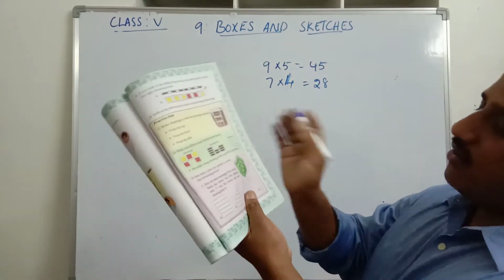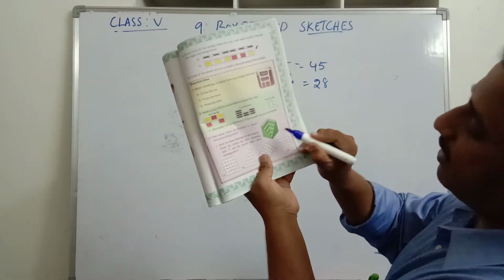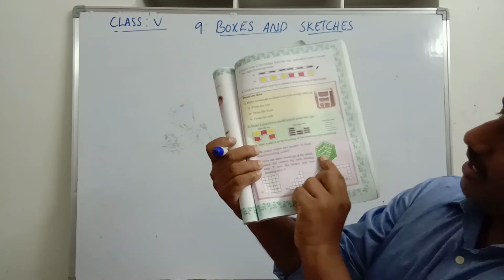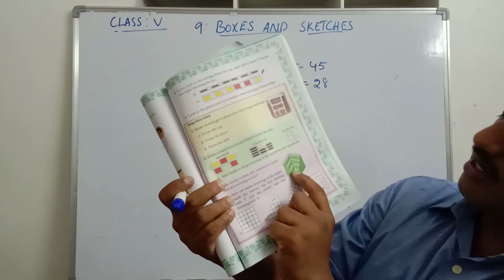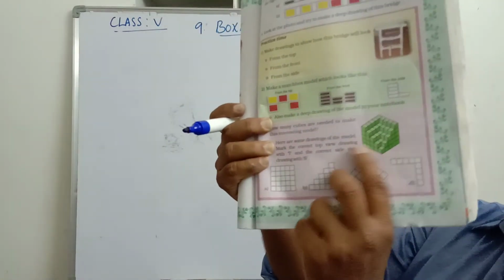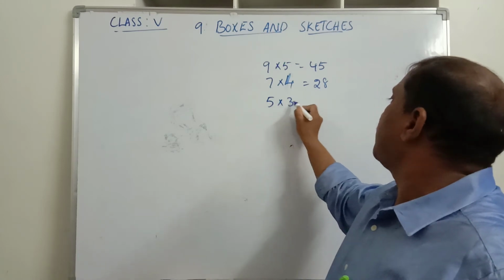Then we have the next, the third layer. We have 1, 2, 3, 4, 5. 5 cubes are there. Like this 5 cubes, how many layers are there? 3 layers are there. 1, 2, 3. 3 layers. Each layer we have 5 cubes and 3 layers are there.